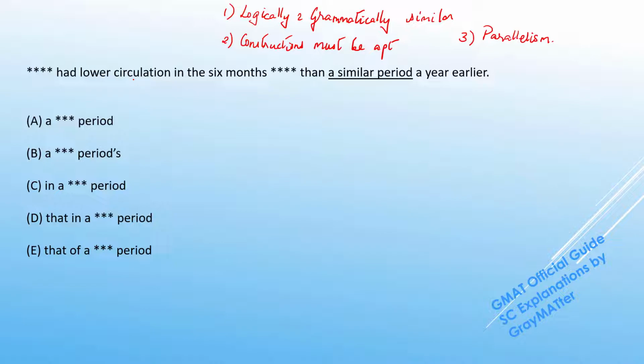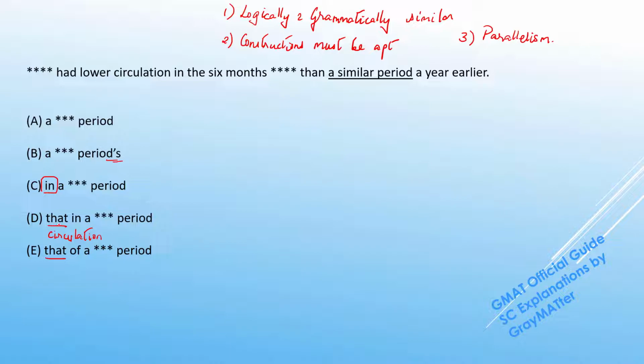So from the sentence, we can see that these newspapers had lower circulation in the 6 months than a similar period a year earlier. And when you take a vertical scan through the answer choices, we can notice some subtle differences. A reads a similar period, B reads a period's in the possessive form, and C introduces this preposition, and D and E use the pronoun that, and the that is obviously referring back to the noun circulation. So the circulation in a period or a circulation of a period.